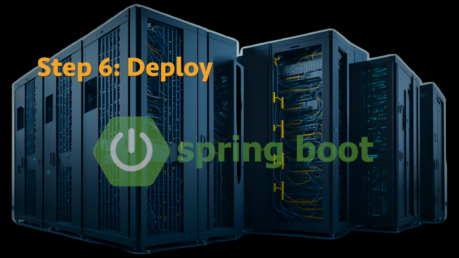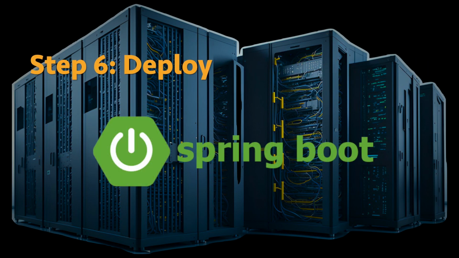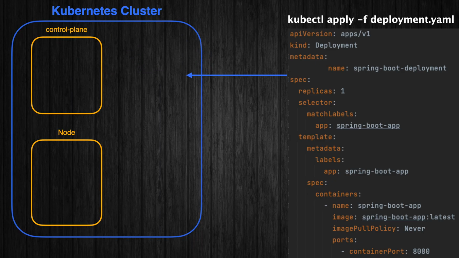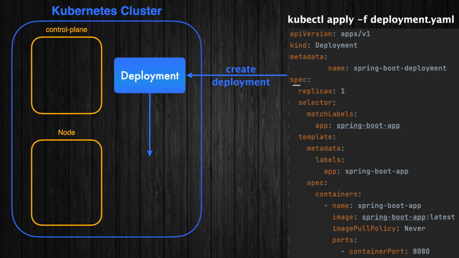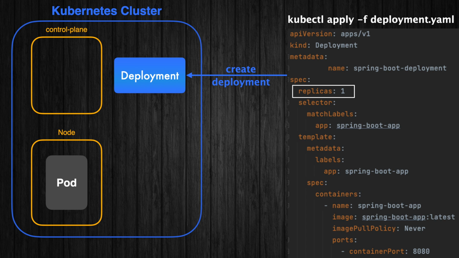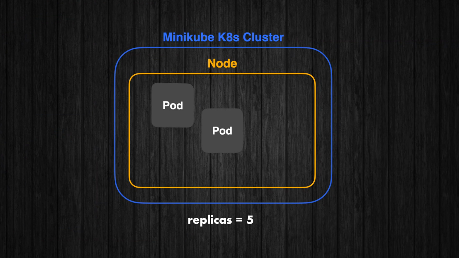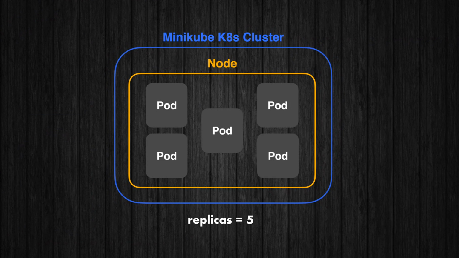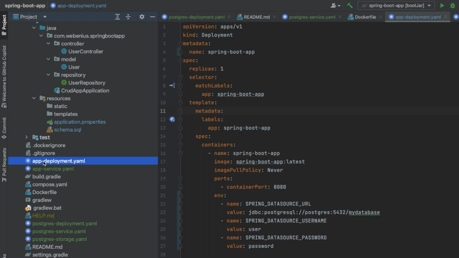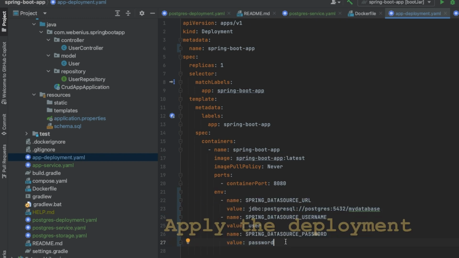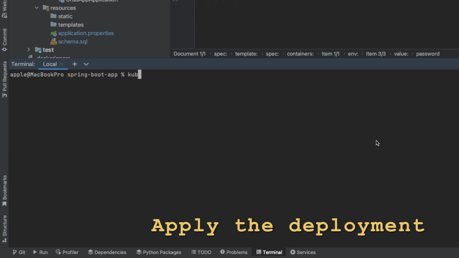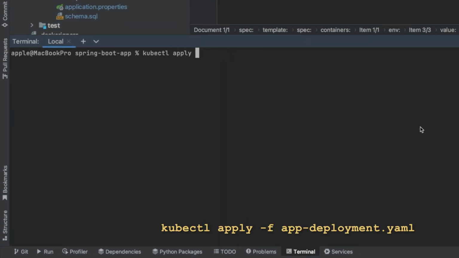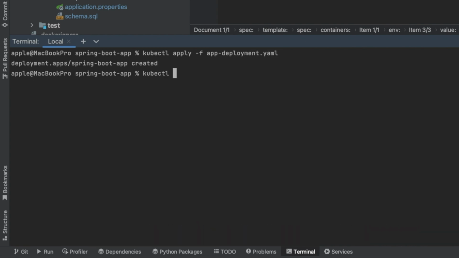Step 6. Deploy the Spring Boot app. Next, we'll create a deployment for the Spring Boot app, which is stateless, meaning it can scale easily without needing persistent storage. Create an app deployment YAML file with the following content. Apply the deployment. kubectl apply -f app-deployment.yaml.